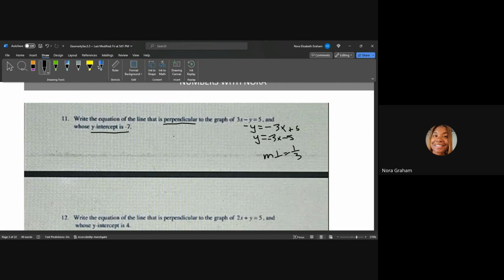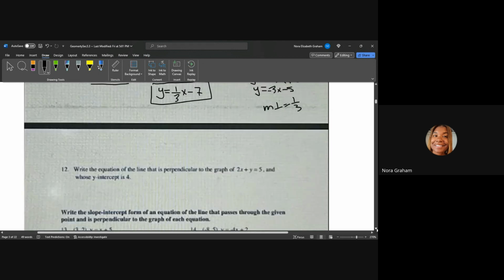Okay, now I can write my line. y equals 1 over 3x minus 7. And that's my line that is perpendicular to this line that was given. Right. Let's go on to 12.